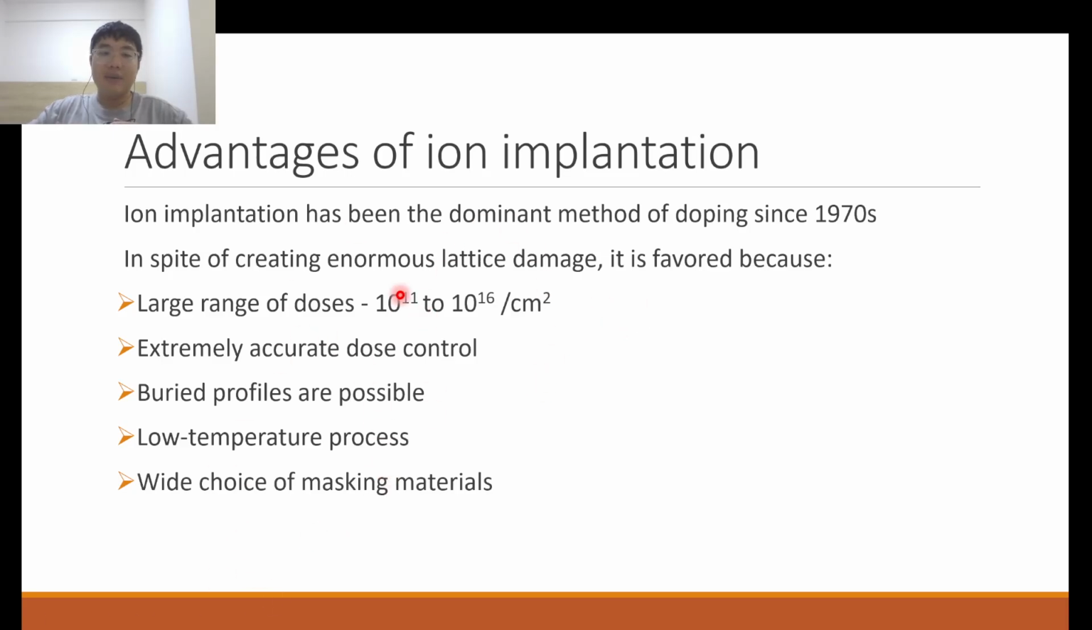So these are some of the advantages they've already mentioned, right? Large range of doses can be used, accurate dose control, right? Low temperature process, which results in a wide choice of masking materials being available, and we can also achieve buried profiles. So we can, let's say, choose to implant most of our ions at a certain depth within the lattice instead of at the silicon surface. And we can do that by, let's say, having a more energetic implant.